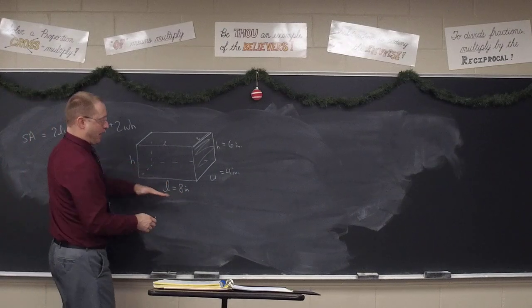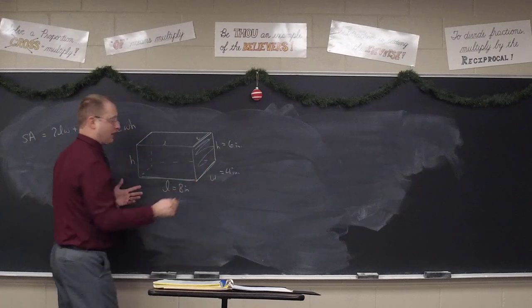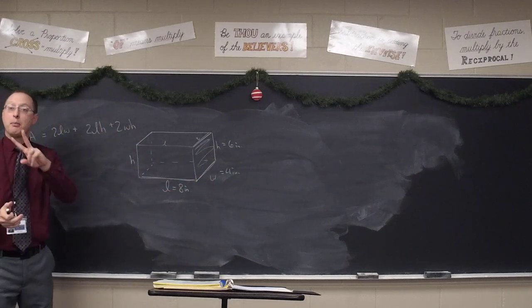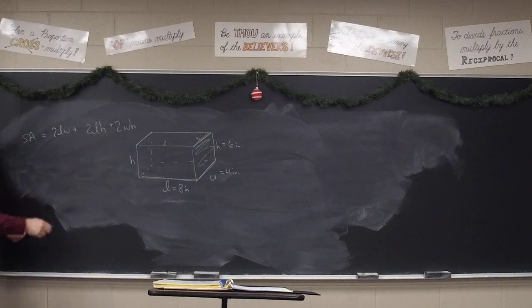Start with the bottom of the box. Class, the bottom is 8 by 4. Class, what's 8 times 4? 32. But double it because there's also a top, so we get 64.